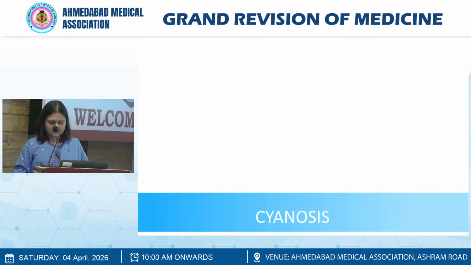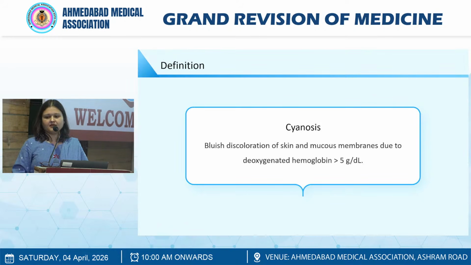Now let's see cyanosis. What is cyanosis? It is a bluish discoloration of the skin and mucous membrane due to deoxygenated hemoglobin more than 5 gram per deciliter.